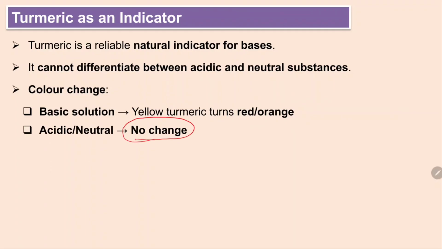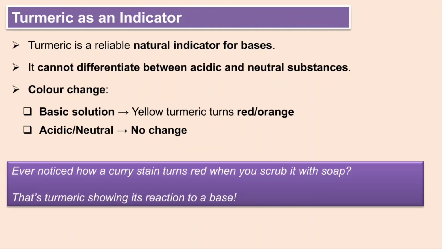You cannot indicate them. That means you cannot use turmeric paper strip to indicate whether a substance is acidic or neutral. You can use it only to indicate whether it is basic or not. So ever noticed how a curry stain turns red when you scrub it with soap? That's turmeric showing its reaction to base.